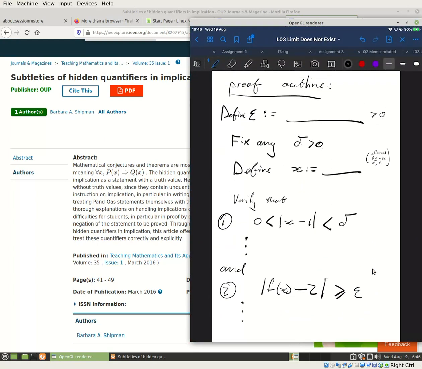Okay, so this is half of the battle. So I'm going to pause the video over here, and in the next one we will complete this proof outline with a full proof that f is not continuous at 1. I will see you in the next one.